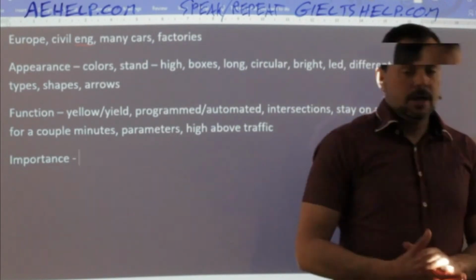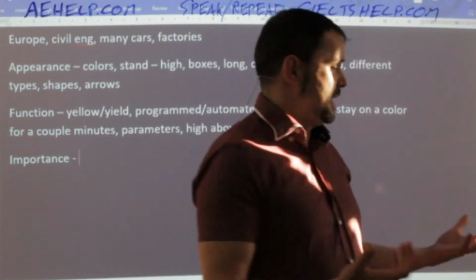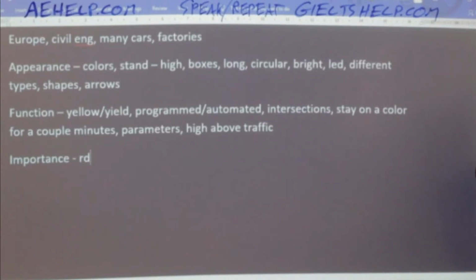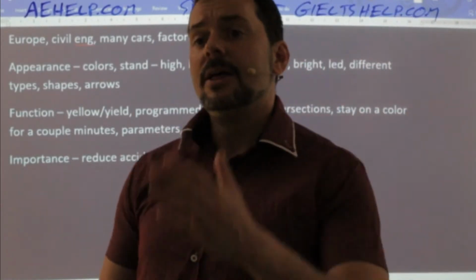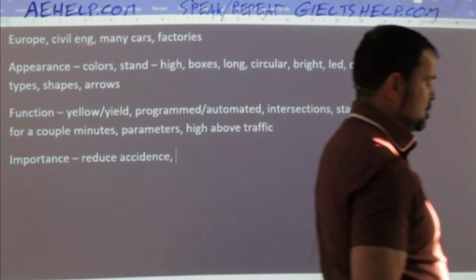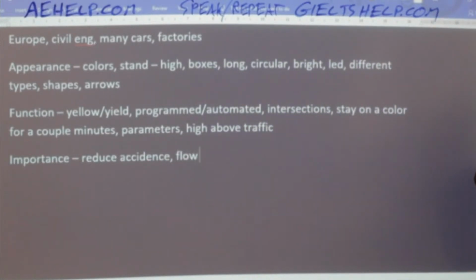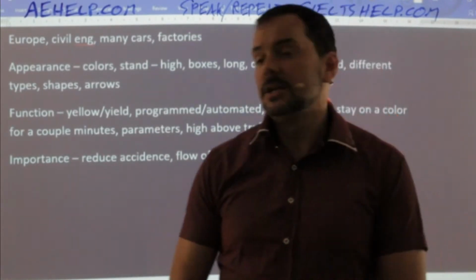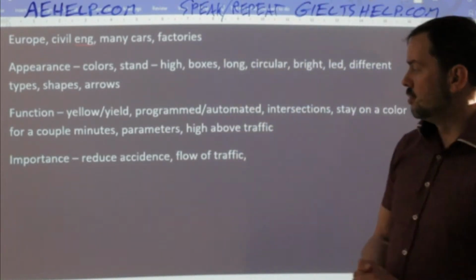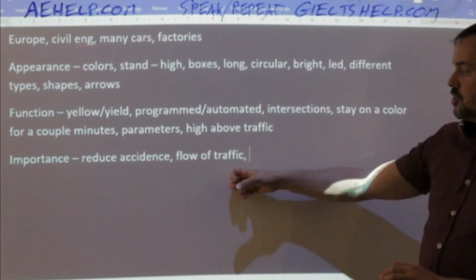All right. So now we can say reduce accidents. Now again, I probably wouldn't write down reduce accidents because I know that. Okay, that's something that I'm going to easily remember. There we go. Nico says to reduce traffic congestion. So, okay. So lights are used to reduce accidents. They're used to control the flow of traffic.